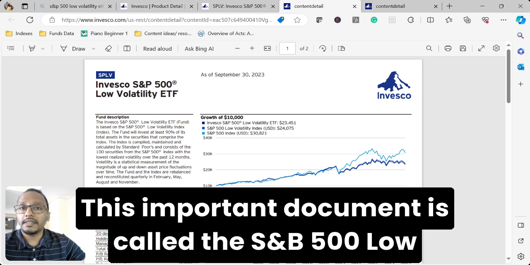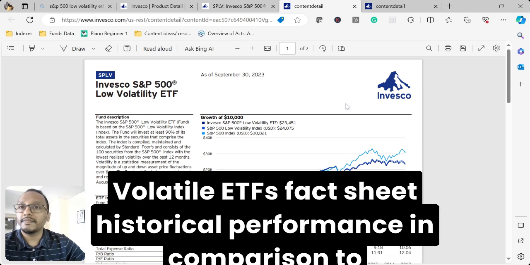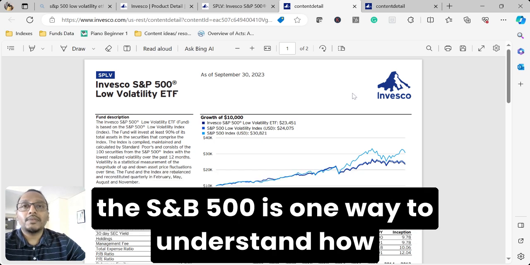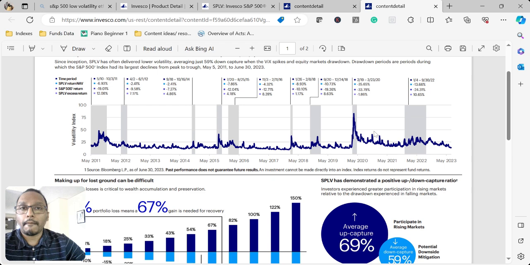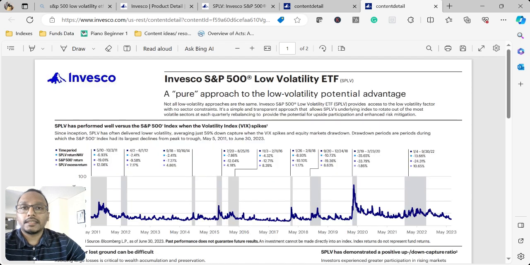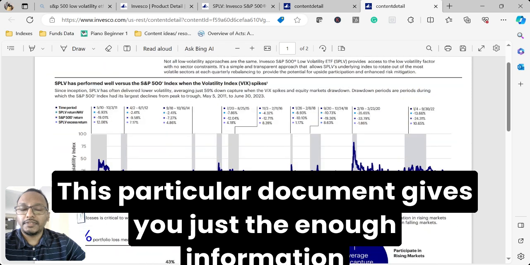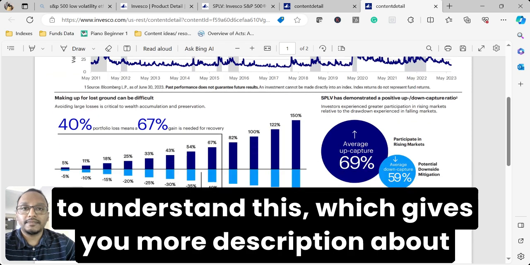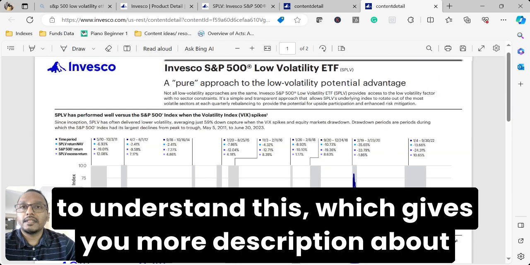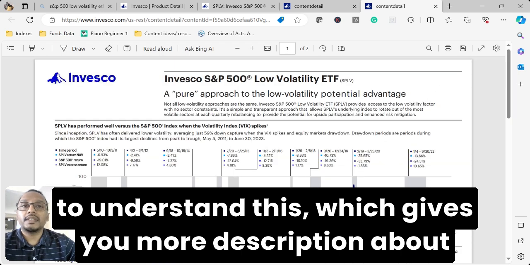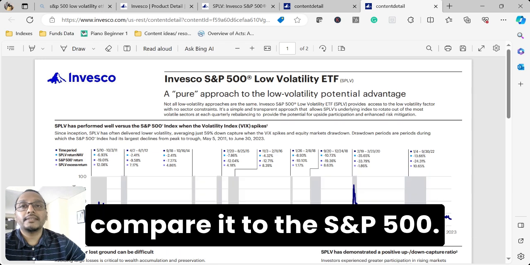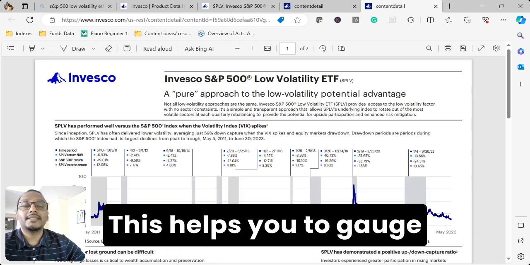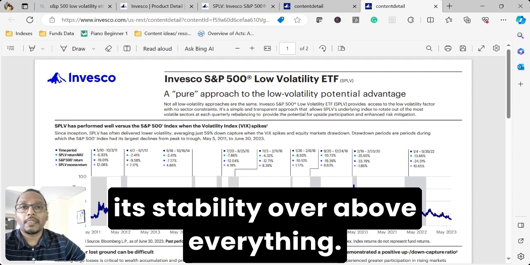This important document is called the S&P 500 Low Volatility ETF's fact sheet. The historical performance in comparison to the S&P 500 is one way to understand how it has performed in different market situations. This particular document gives you just enough information to understand this, which gives you more description about the volatility metrics, to examine the ETF's historical volatility and compare it to the S&P 500. This helps you to gauge its stability above everything.